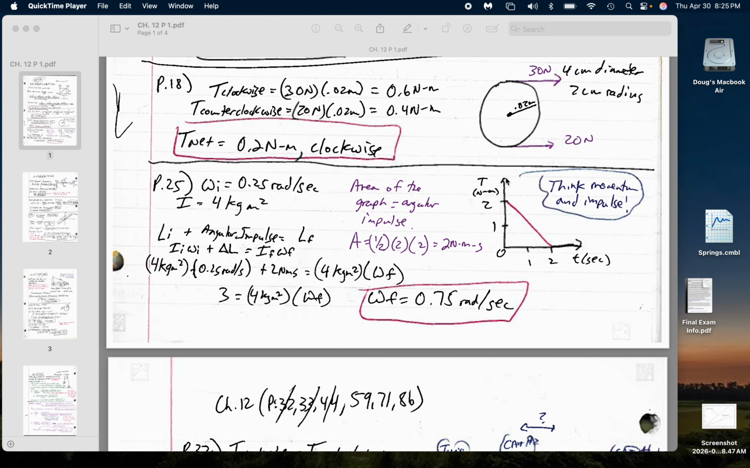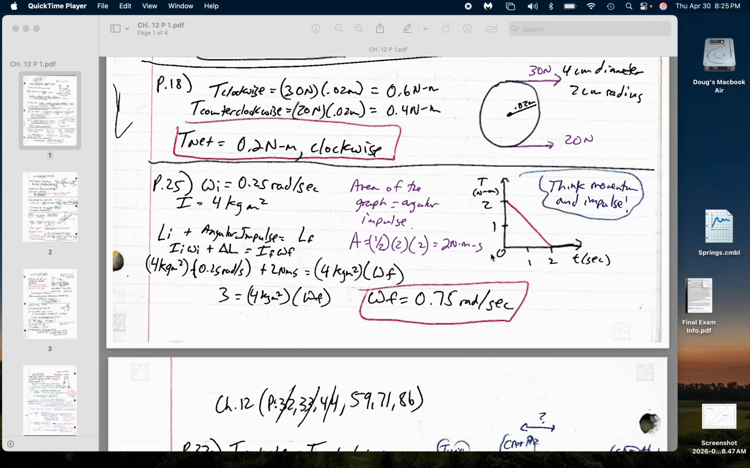This is a graph of torque versus time. So think of this essentially similar to force versus time in linear land. And so the area of a force time graph would be impulse. So this is essentially angular impulse. So what you're asked here is you have an initial angular velocity of 0.25 radians per second. You have a moment of inertia of 4 kilogram meters squared. And then essentially, if this graph shows the torque applied over time, what would the final angular velocity be?